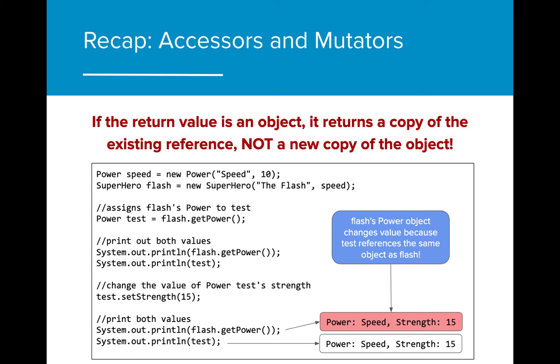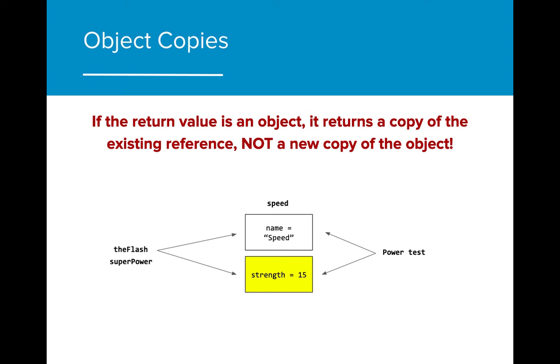However, if we change the value of strength in test, the value of strength in Flash's superpower will also change. When both values are printed again, we can see that both power objects have changed as a result of the change to test. This is because both Flash's superpower and test's superpower reference the same speed object. Remember that when a variable is assigned the value of an object, it points to the existing object and does not create a new one.